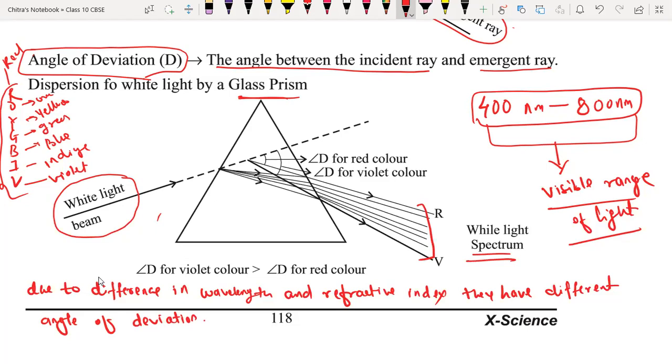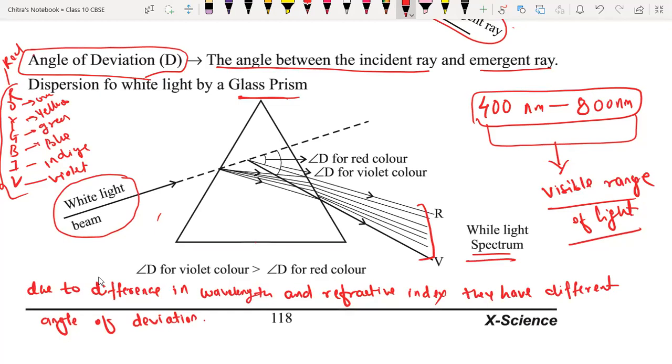So now we are going to define dispersion of light. What is dispersion of light? When white light passes through the prism, all the component colors of the white light get separated according to their angle of deviation, and all the 7 colors appear in the form of a spectrum. This phenomenon is called dispersion of light.